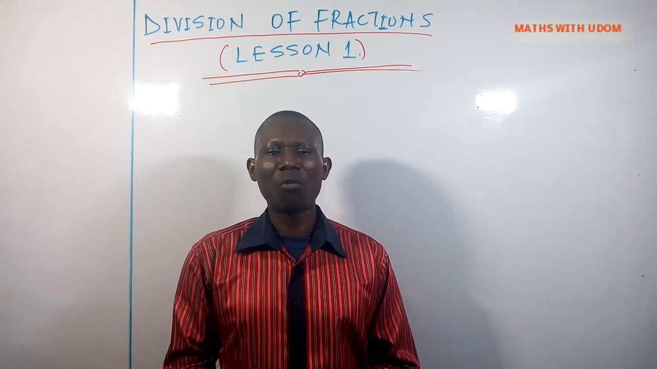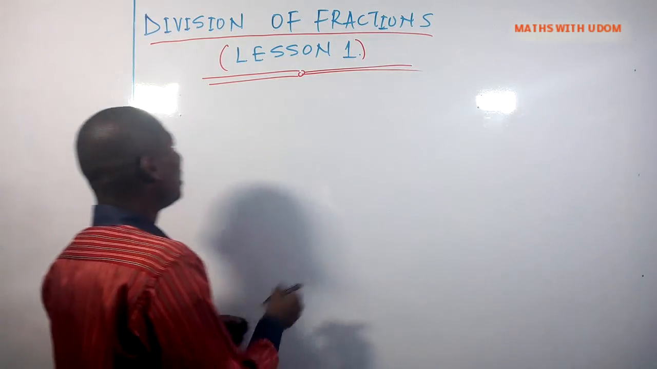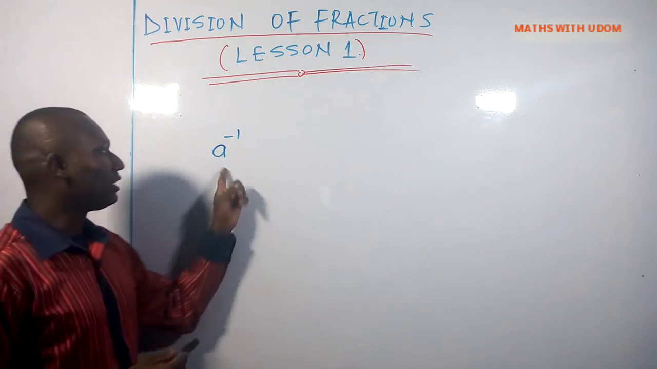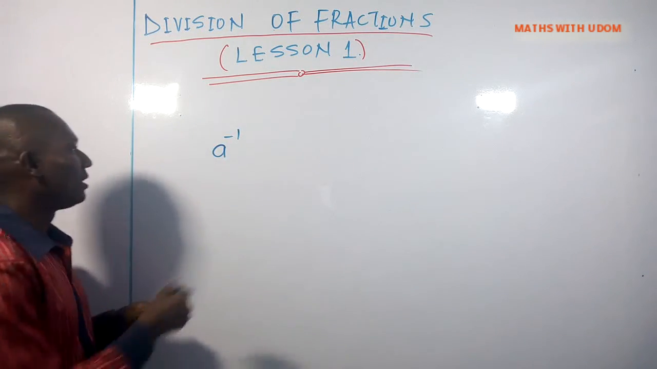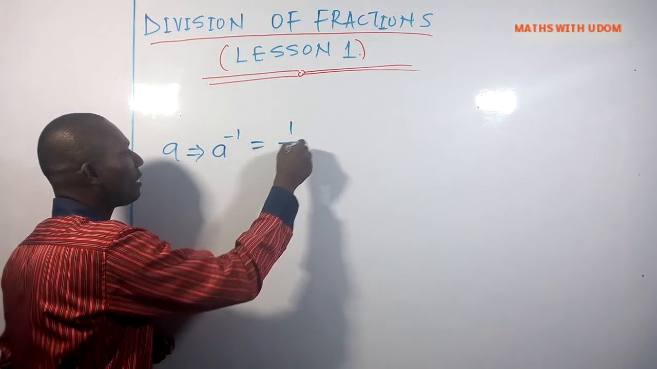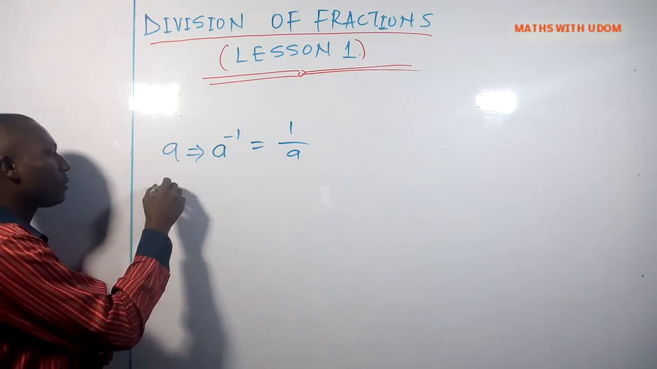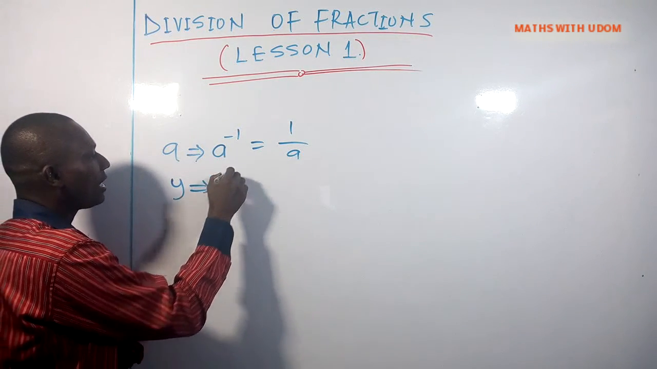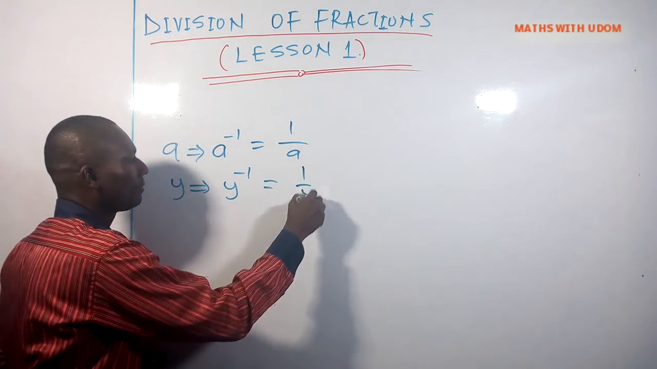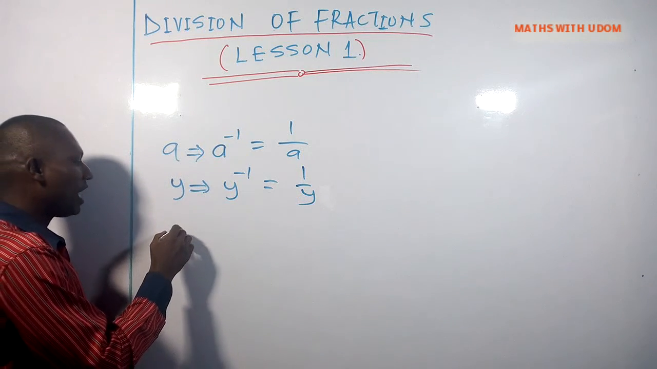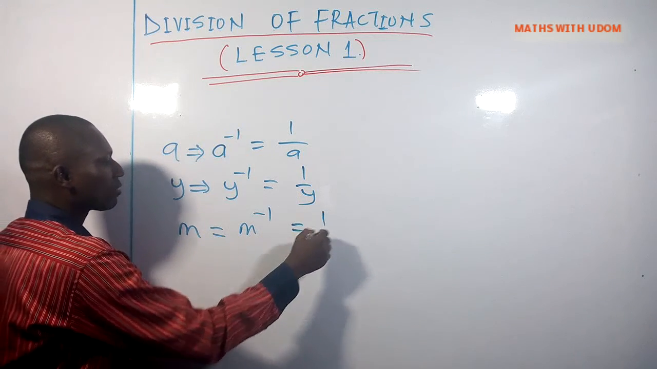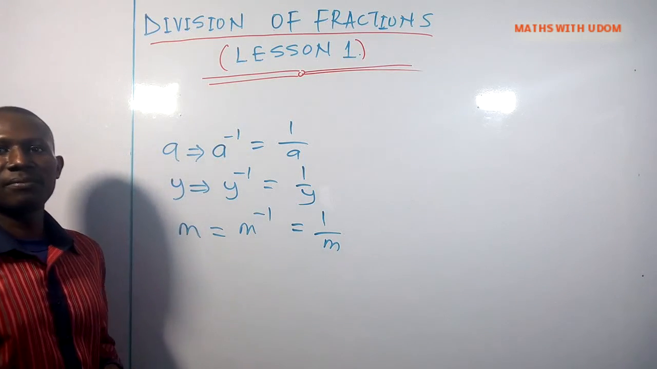Is that okay? What do I mean by reciprocal? For instance, if you have A, the reciprocal of A is A inverse. The reciprocal of A is what? A inverse. And that means 1 divided by A. The reciprocal of Y is what? Y inverse, which is 1 divided by Y. Okay? The reciprocal of M is M inverse, which is the same thing as 1 over M.